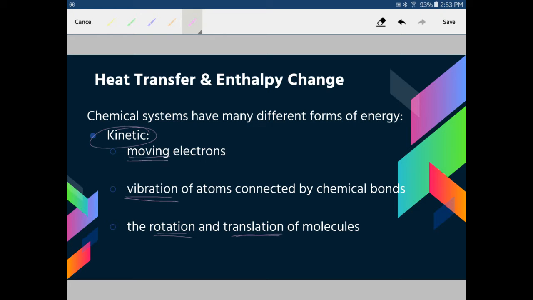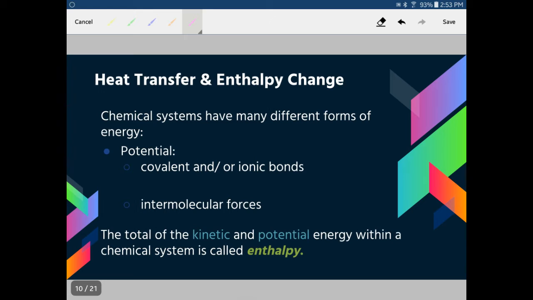Now, chemical systems definitely have both kinetic and potential energy. Potential energy is from bonds and forces. So anything that is being pulled together, either through the sharing of electrons or the stealing of electrons in ionic bonds, or these intermolecular forces. Remember, our intermolecular forces are London dispersion forces, dipole-dipole, and hydrogen bonding. Any of these things will be considered potential chemical energy. The total of the kinetic energy and the potential energy within a chemical system is called enthalpy.